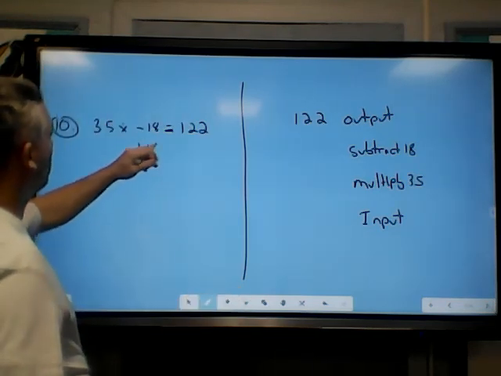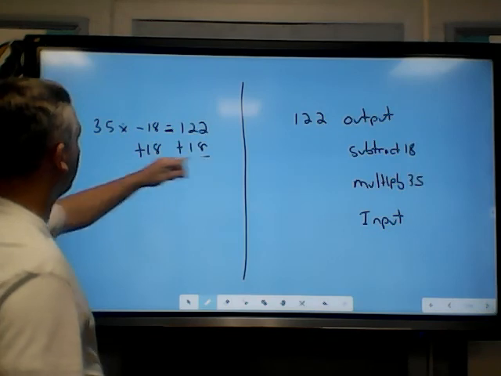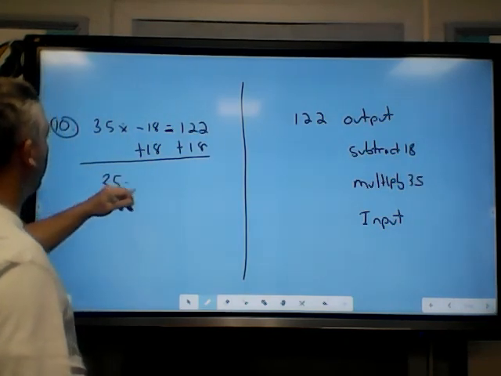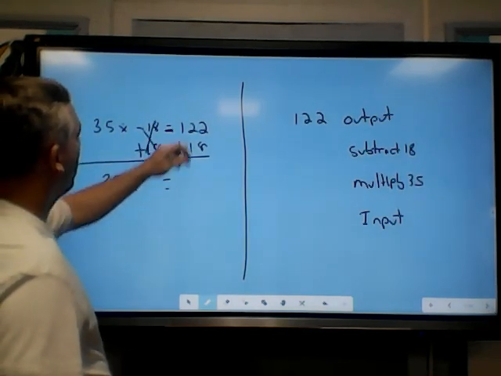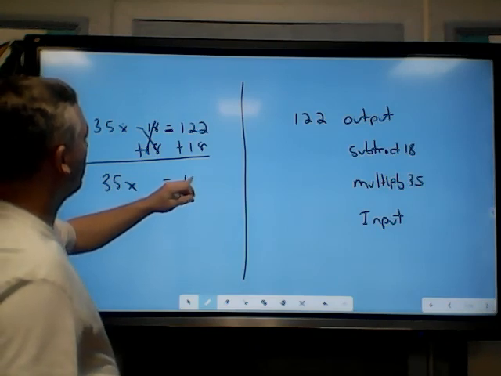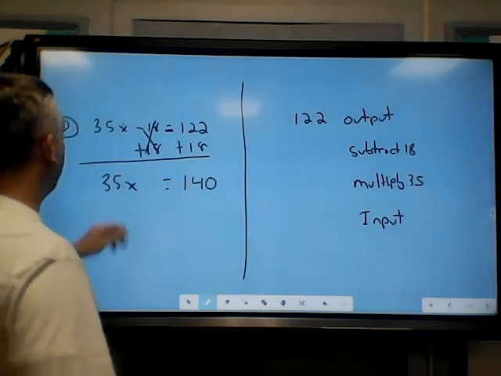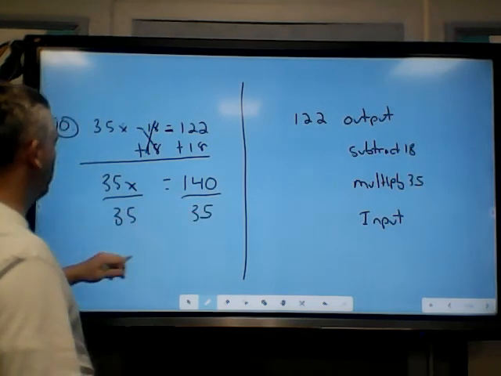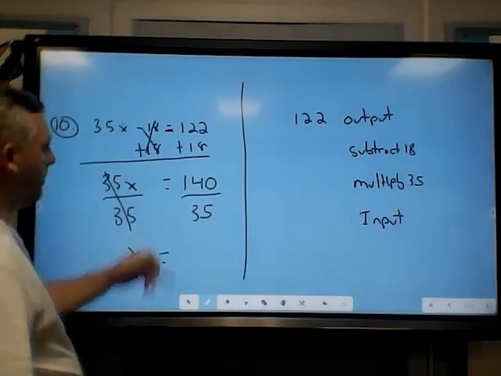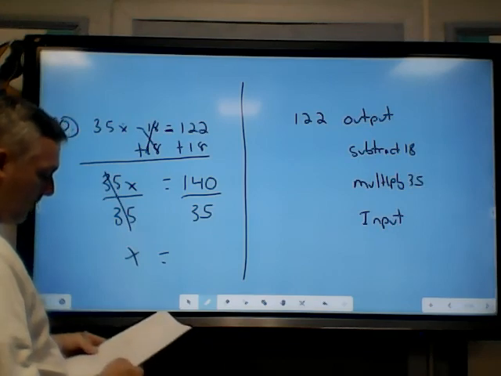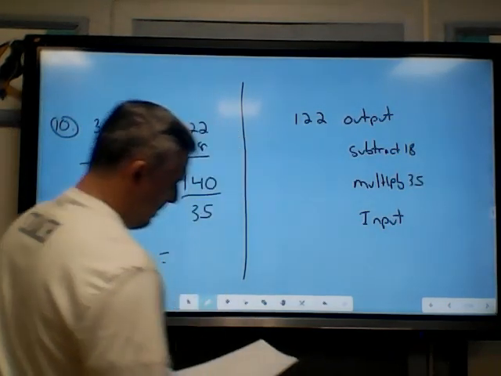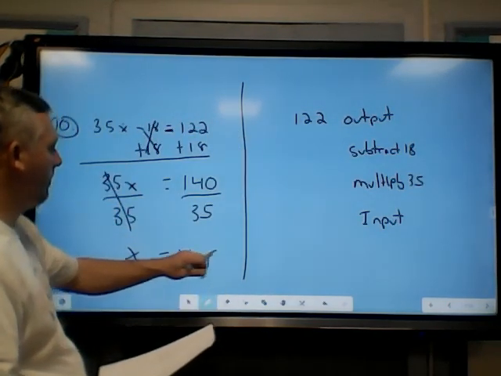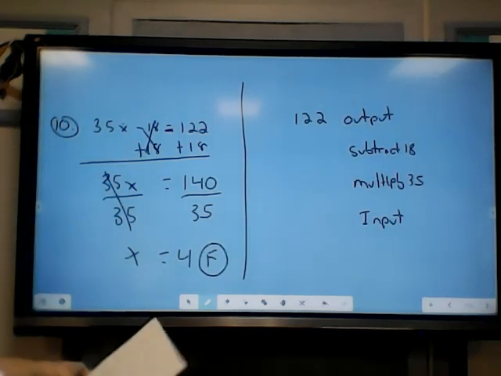So the first step is to add 18 to both sides. So 35x equals, well, I'm going to add here, so 122 plus 18 is 140. Now we're going to divide by 35 because do the opposite, or the inverse. That cancels out. x equals, how many times is 35 going into 140? And the answer should be 4, which is F. That's the answer. Now, let me show you a different way.